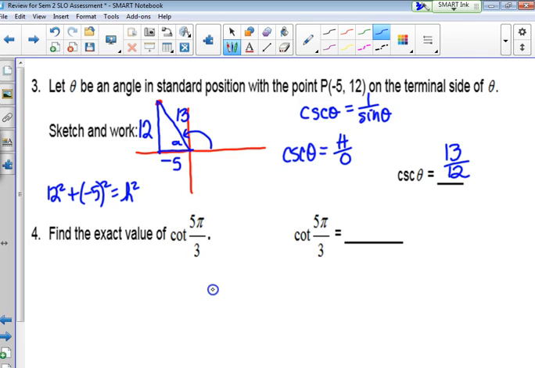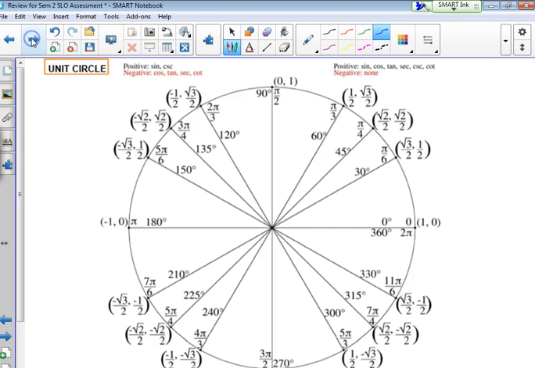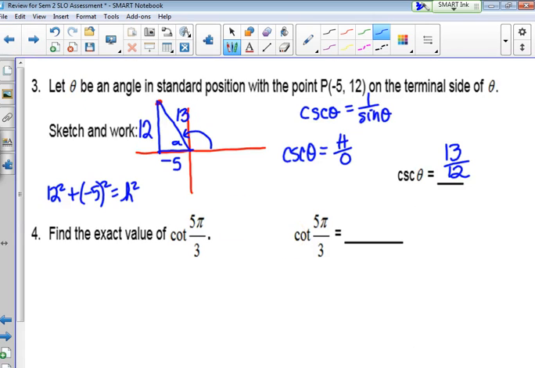All right, what are we doing on number 4? We're just looking at the unit circle. We're finding 5 pi over 3. Wasn't that what it said, guys? 1/2, negative square root of 3 over 2. Let me just write that down so we can talk about it.